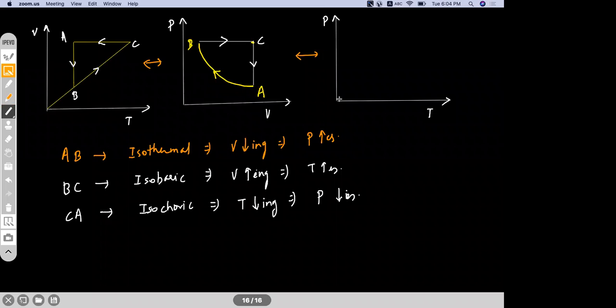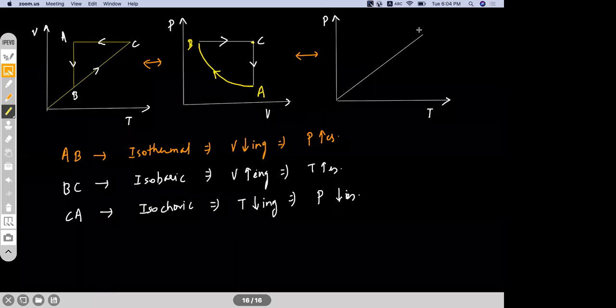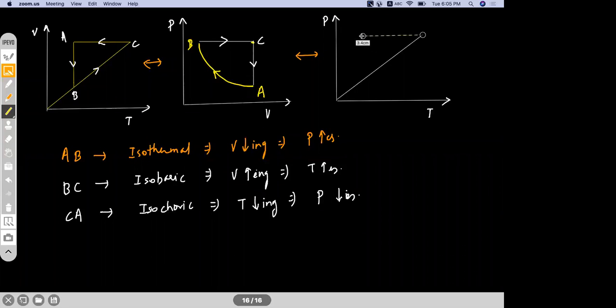And the PT graph, if I draw here, it goes like this. Same logic you can apply, you will get this. A is here, B is here, C is here, and A is here. A, B, C, A. This is the PT graph here. All of you have got this? Any doubt in this, tell me. No doubt, understood?